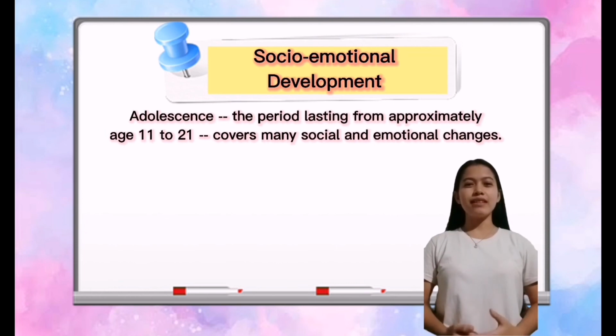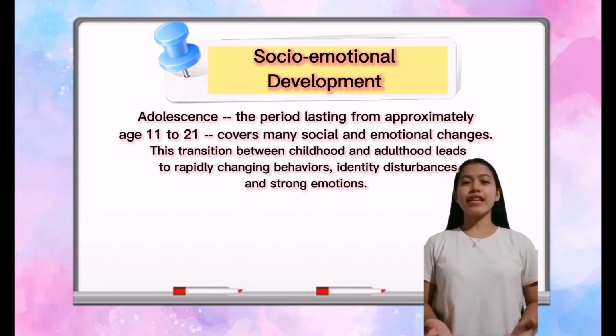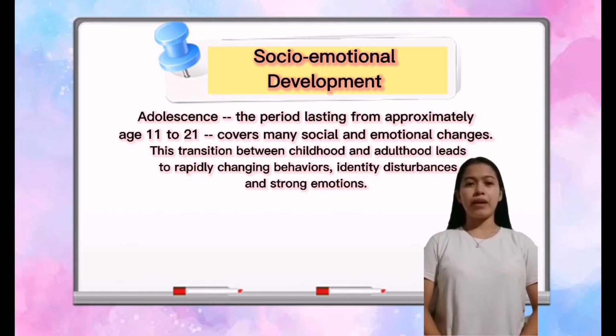Adolescence, the period lasting from approximately age 11 to 21, covers many social and emotional changes. This transition between childhood and adulthood leads to rapidly changing behaviors, identity disturbances, and strong emotions. Although these characteristics can frustrate or confuse parents, they are developmentally normal and a natural part of adolescent growth.